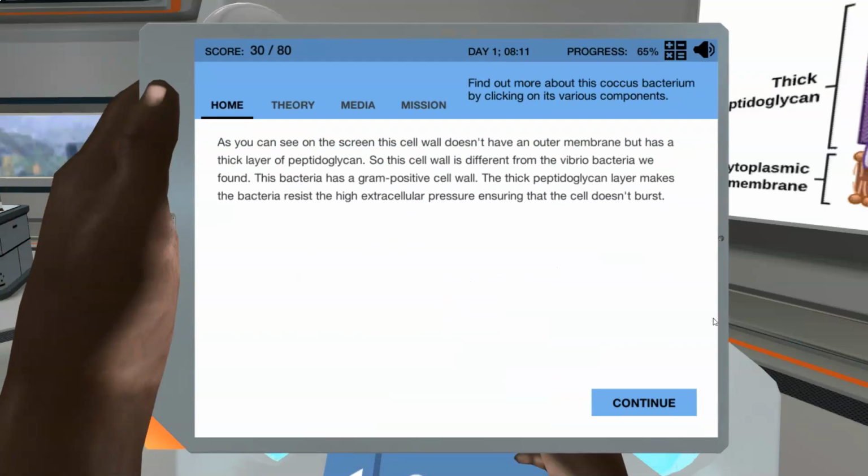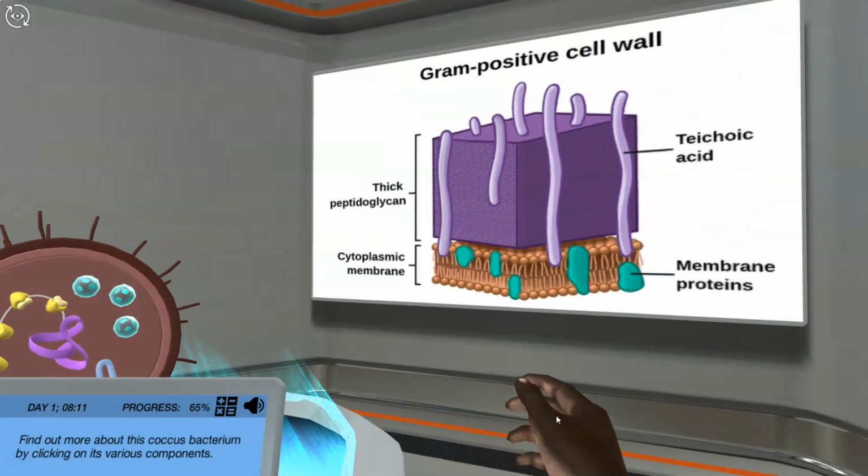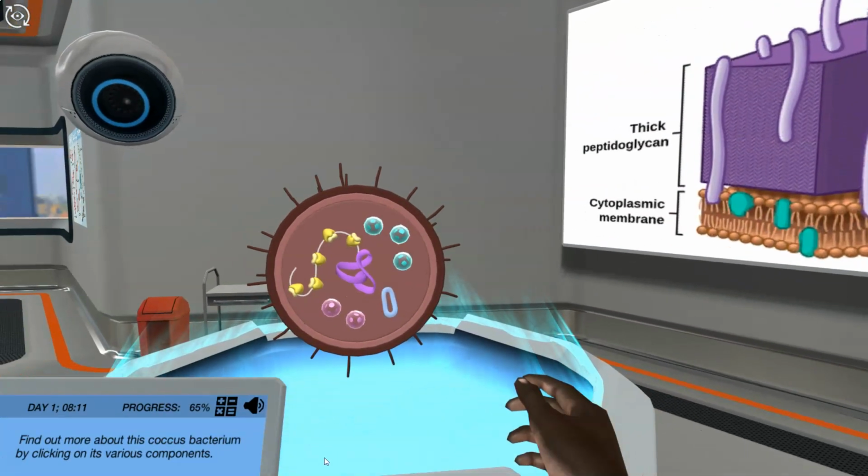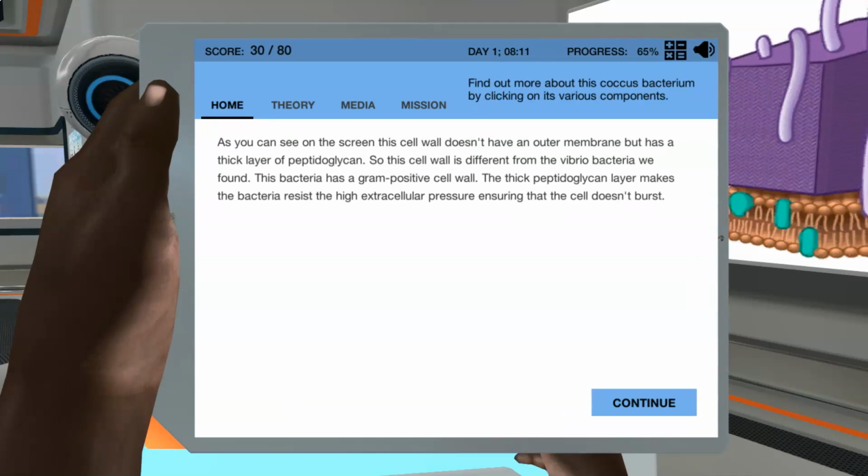As you can see on the screen, this cell wall doesn't have an outer membrane but has a thick layer of peptidoglycan. So this cell wall is different from the Vibrio bacteria we found. This bacteria has a gram-positive cell wall. The thick peptidoglycan layer makes the bacteria resist the high extracellular pressure, ensuring that the cell doesn't burst.